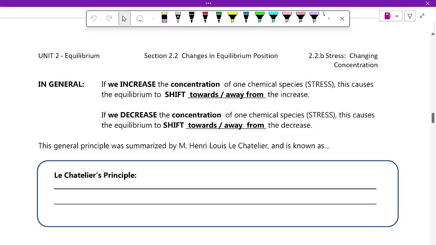All right, so in general, when we increase a concentration, if we increase a concentration, that is our stress. Will the equilibrium shift towards that stress or away from that stress?